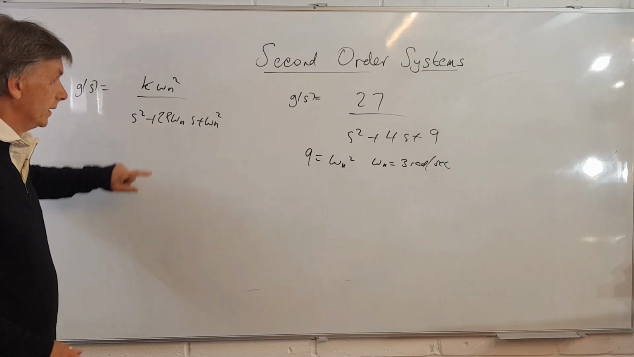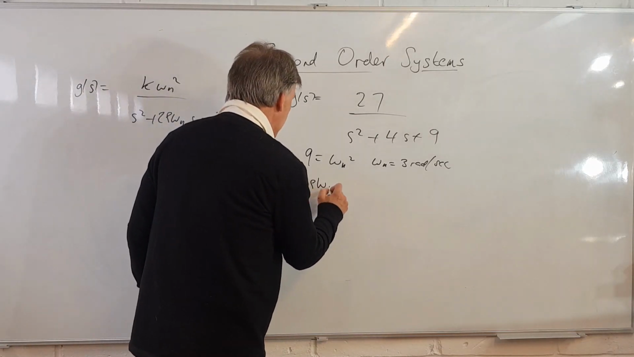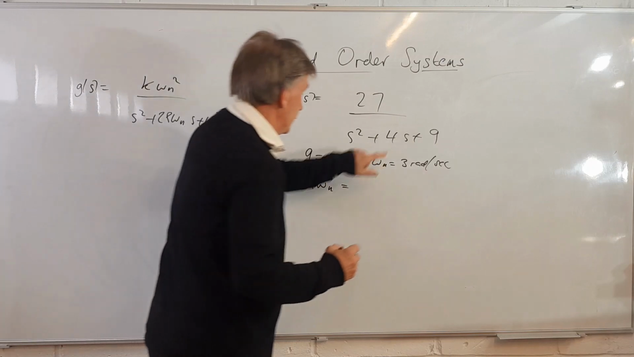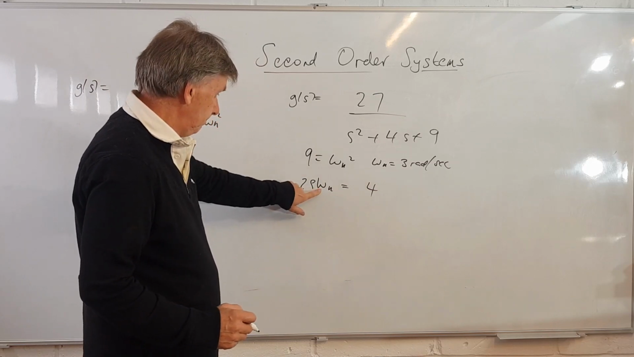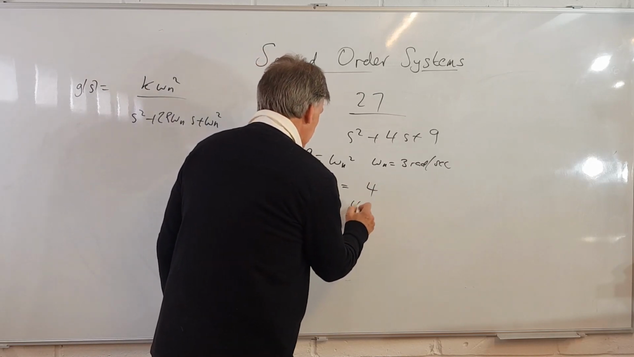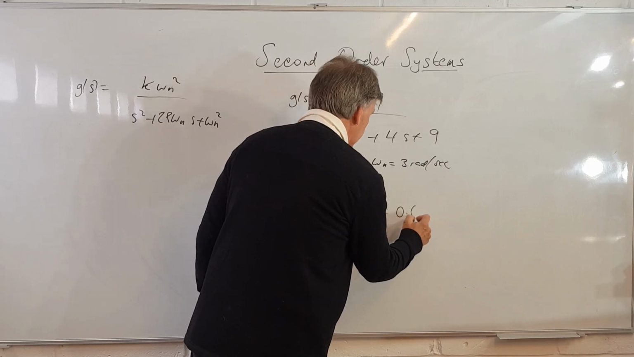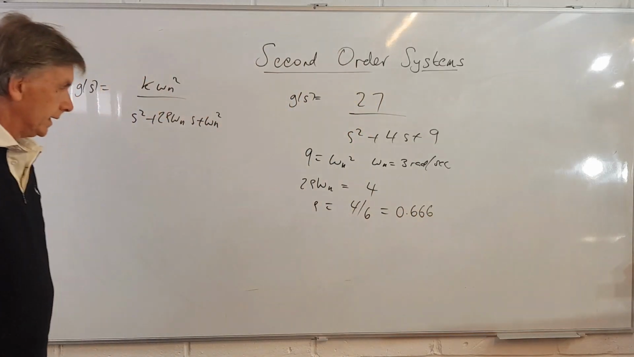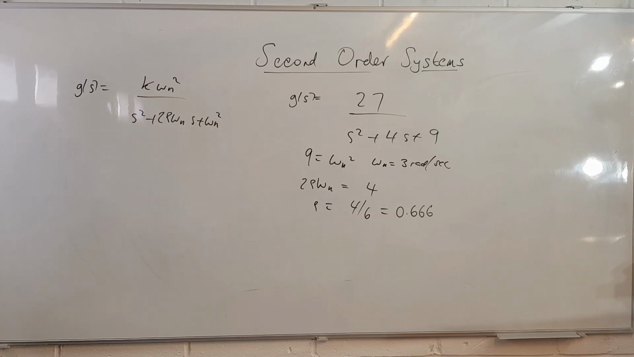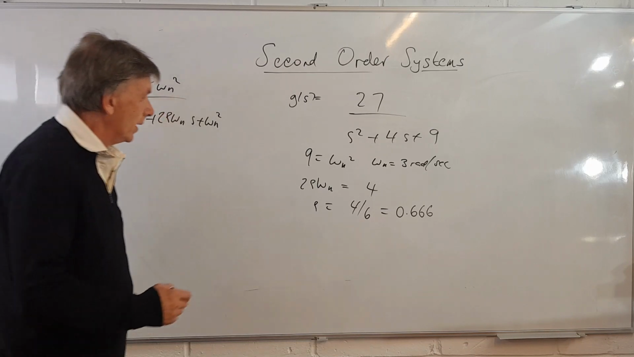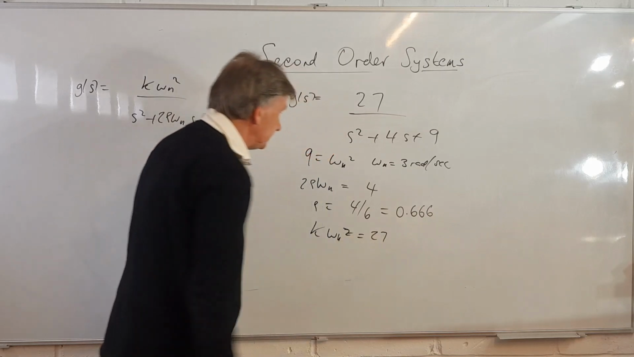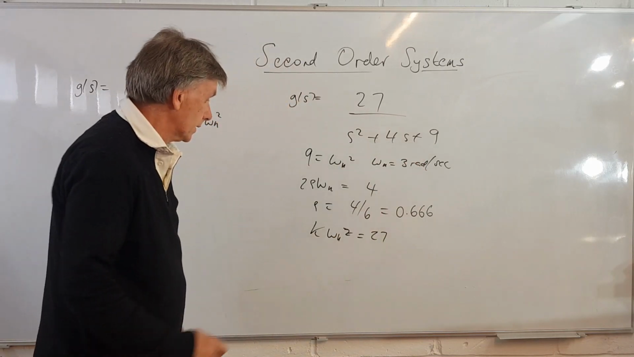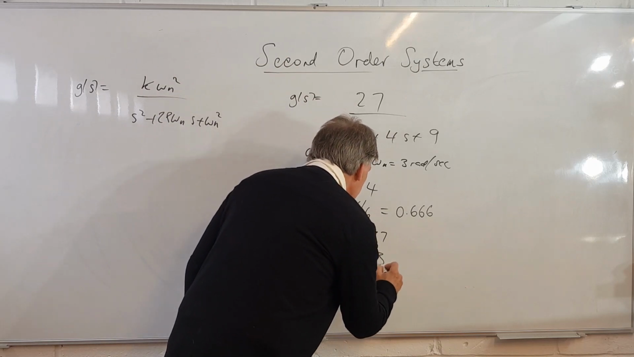Next one is the 2 zeta omega n, and the 2 zeta omega n is equal to, in this particular case, 4. So we know now that omega n is 3. So 2 3s are 6. So zeta is 4 over 6, which is 0.666. So damping ratio in this particular case is 0.666. So it's less than 1, so it's lightly damped. And the last thing we know: K omega n squared is equal to 27. Omega n squared is 9, so we get that K equals 3.